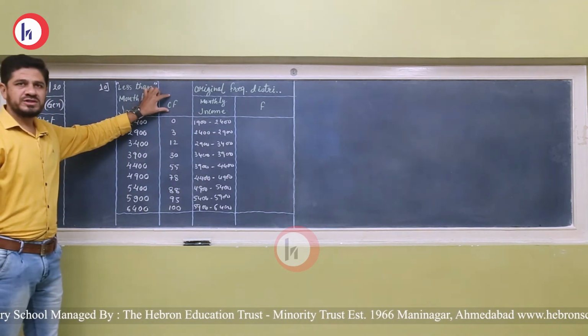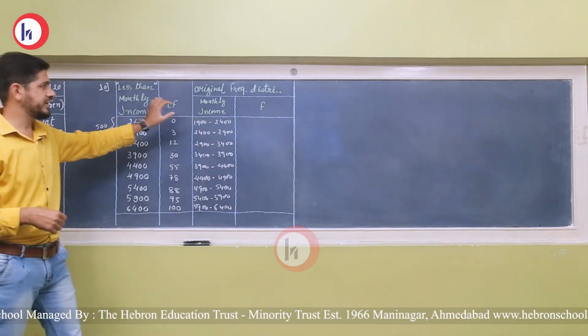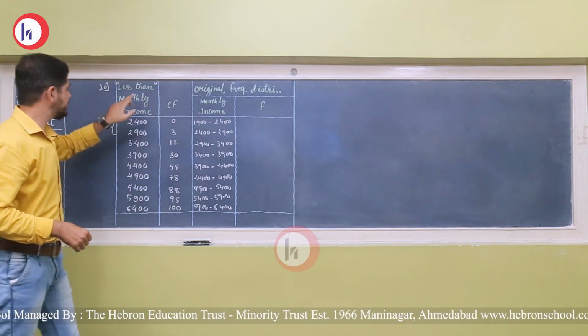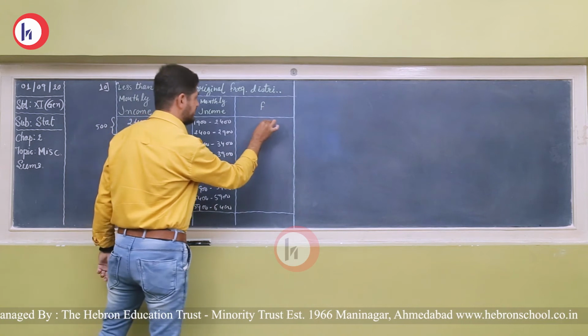Now in the second column you can see this is not F, it is CF, it is cumulative frequency. So how to find the original frequency? If there is a less than type, just copy the first frequency.